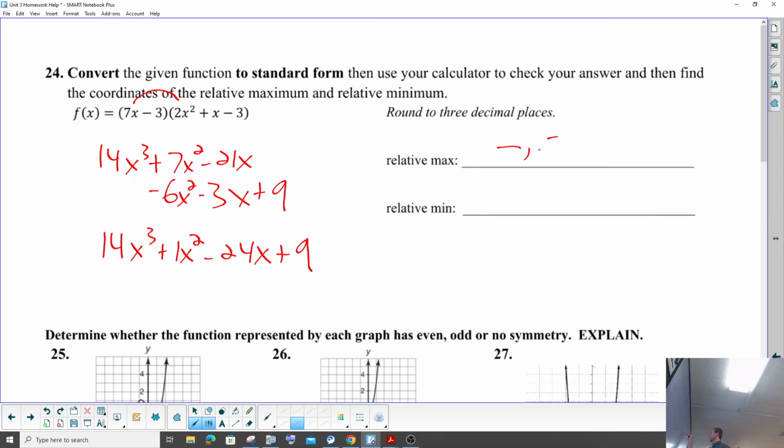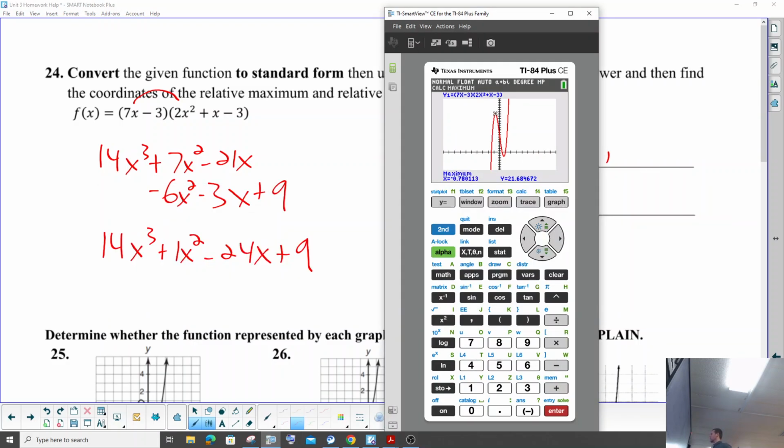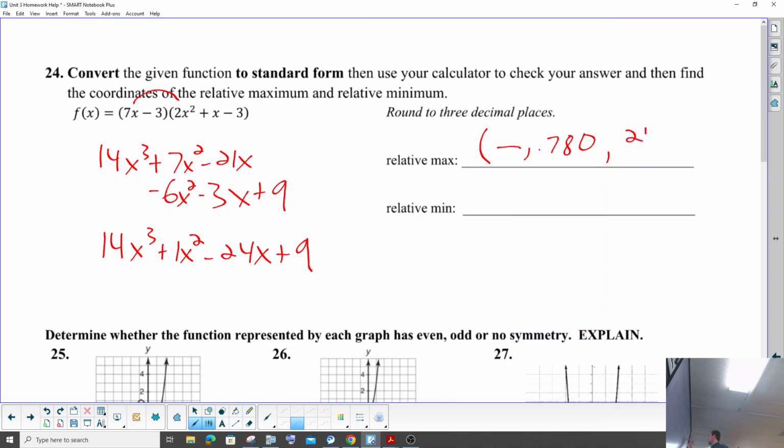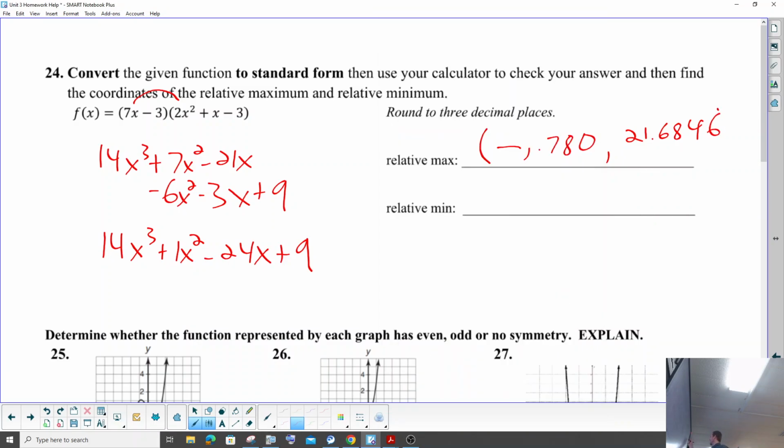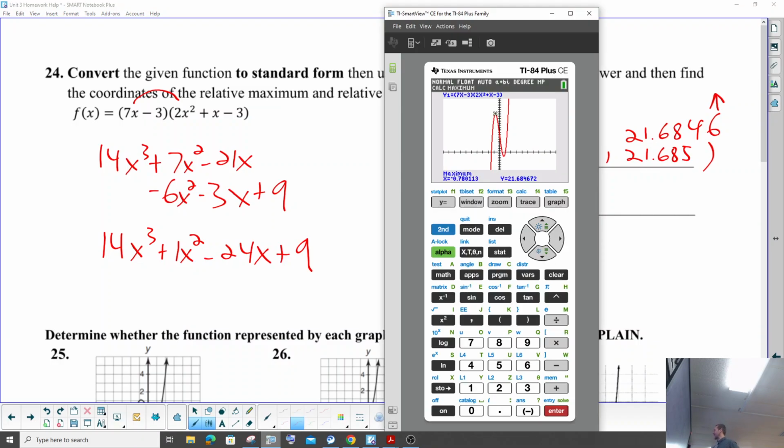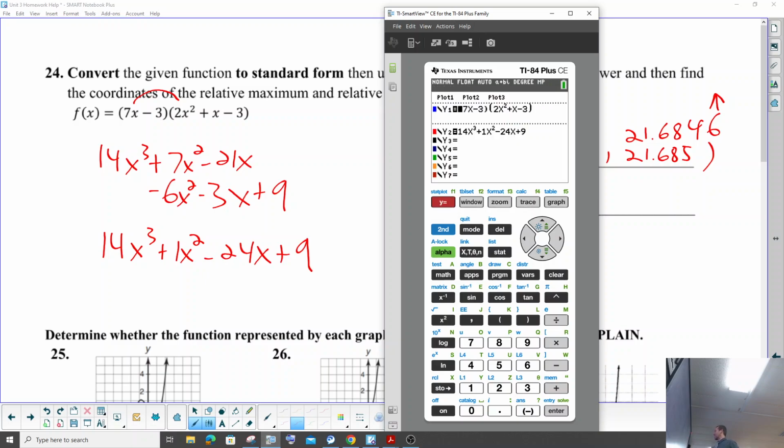Negative 0.780, comma, 21.685, rounded to the nearest 3 decimals. 21.6846, and that rounds up to 21.685. So there's our relative maximum. Then we go back to y equals and graph, trace.